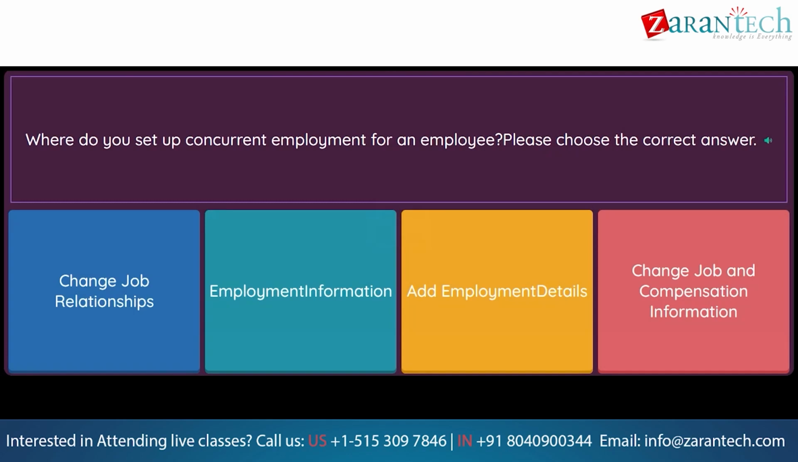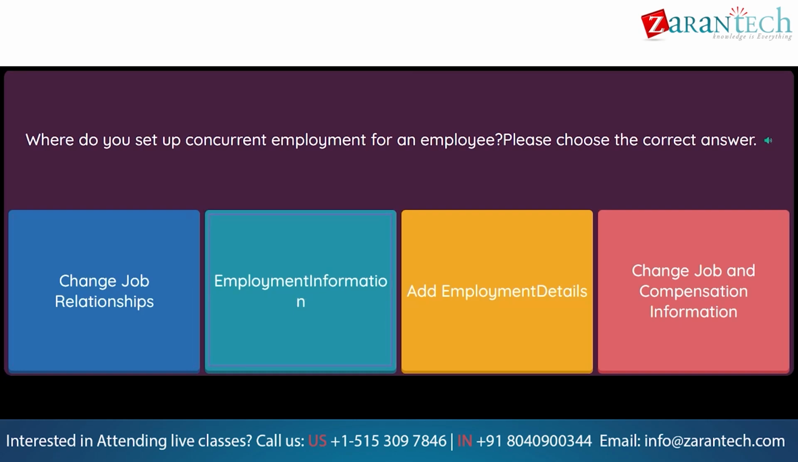Question, where do you set up concurrent employment for an employee? Please choose the correct answer. Option 1, change job relationships. Option 2, employment information. Option 3, add employment details. Option 4, change job and compensation information.